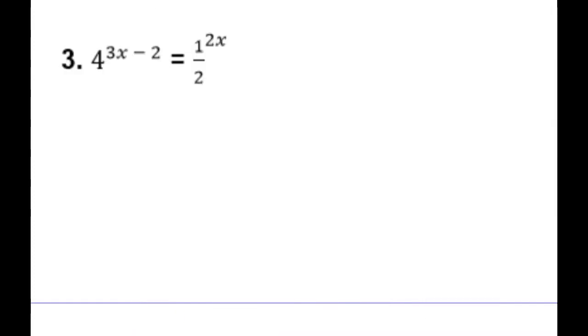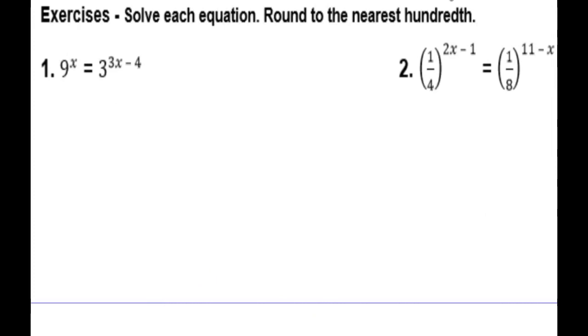Okay, let me go back up here. Examples 1 and 2 are examples of when we can get a common base. Can I change a 3 into a 9 or a 9 into a 3 or both of them into a power of something? I can make 9 become what? 3 to the second? And then it is an x out here. We just changed the 9, and it is going to become a 2x. Whoops, this one had a 3x minus 4 up there.